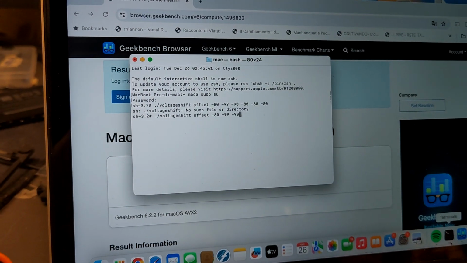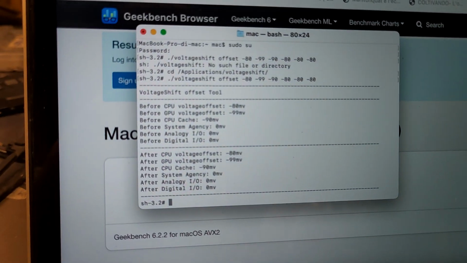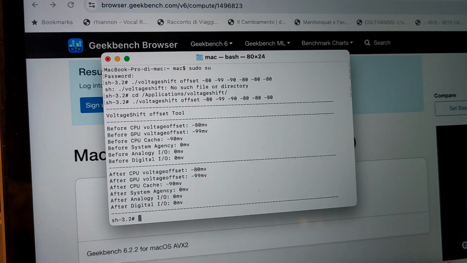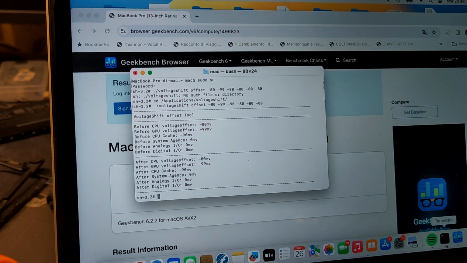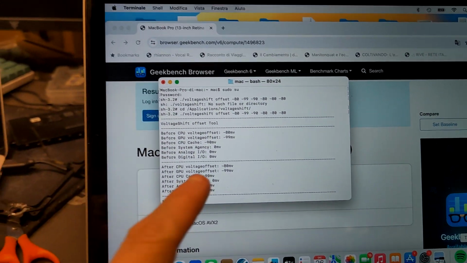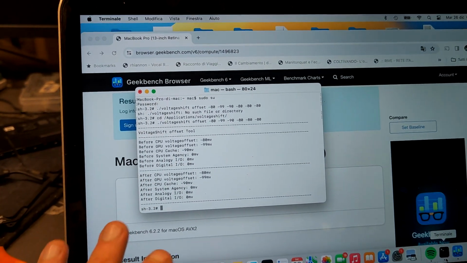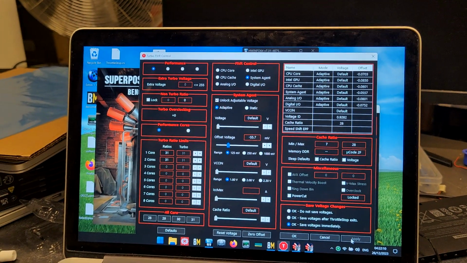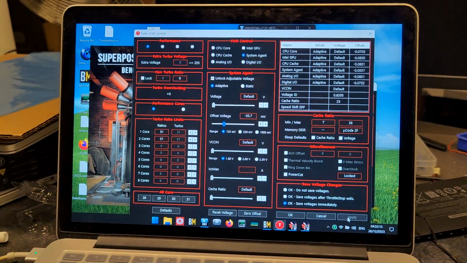Oh, sorry. I gotta go to the Voltageshift directory. Yeah, you can see the system agent and the IOs are not undervolting under macOS. It's not about macOS. This is also locked on Windows, on Haswell MacBook Pros. And yeah, as you can see, this is quite a lucky sample, because 80, 90 for Haswell is a huge undervolt, while these are average to maybe a little bit on the lucky side for Broadwell. Broadwell usually undervolts much better than Haswell does.